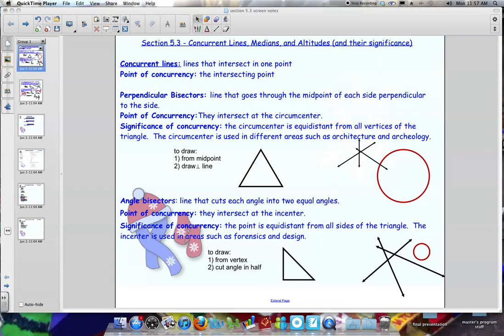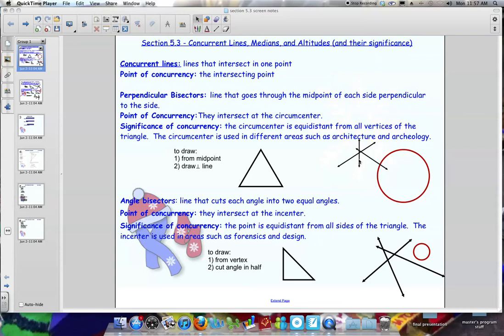The first one we are going to talk about is perpendicular bisectors. A perpendicular bisector is a line that you draw that goes through the midpoint of a line, and it also goes perpendicular to that line. I'm going to use a triangle to represent the idea of drawing the 3 perpendicular bisectors, one on each side, and they will all intersect in one point.